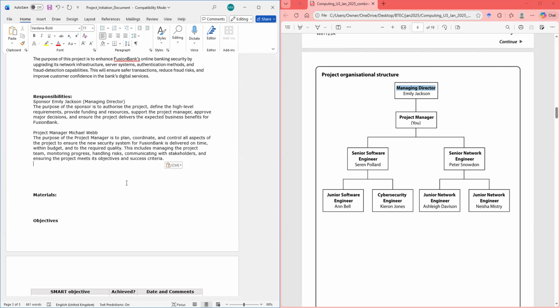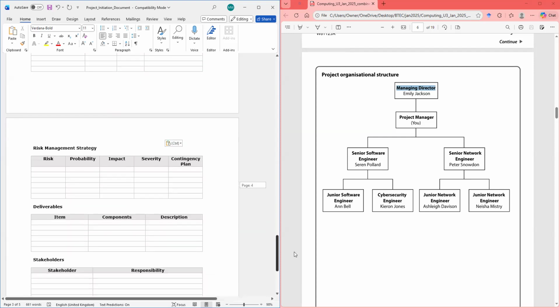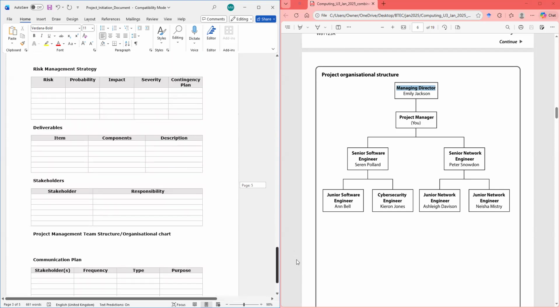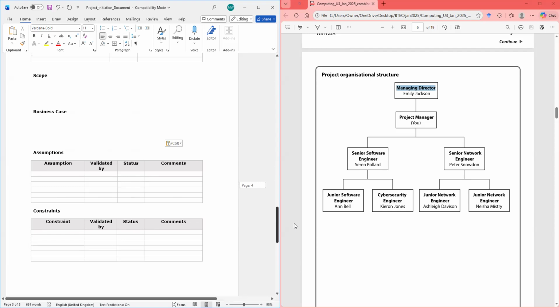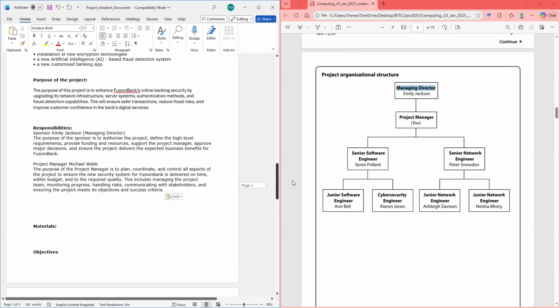All right. This includes managing the project team, monitoring progress, handling risk, communicating with stakeholders. And all of these, all you have to do is just scroll down, right? Look at risk management, stakeholder, communication plan. That tells you what you're supposed to do on a project. It's just a reminder, right, of what you're supposed to do on a project. So if you use that method, it will help you.